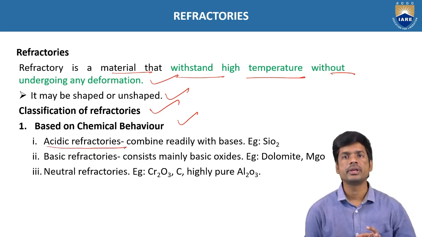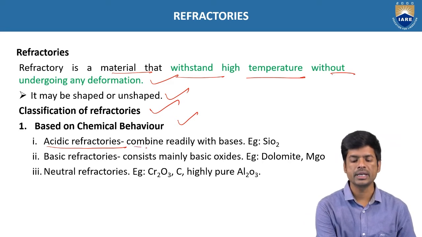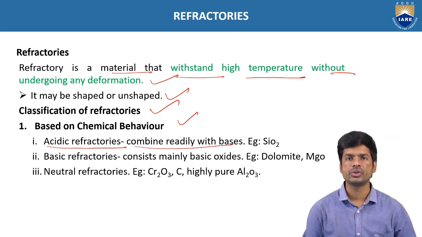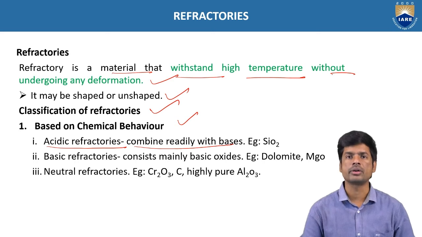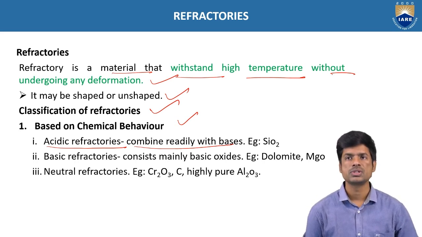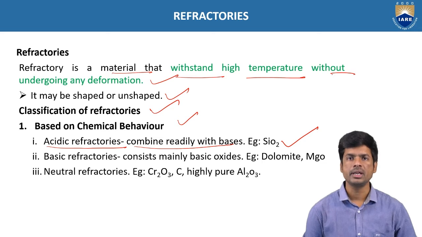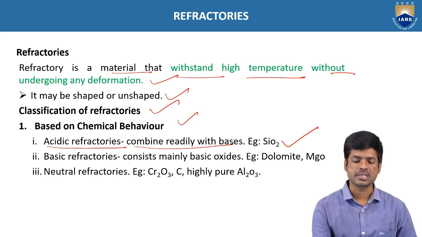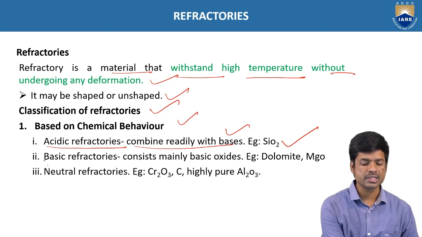Okay, so when you use these particular types of refractories, they are going to combine readily with bases. Whenever you are using these acidic refractories, they are going to react with the bases. If you take an example of a base like SiO2, it is going to react. Silicon dioxide is one of the acidic refractories, and it is going to react directly with the bases.